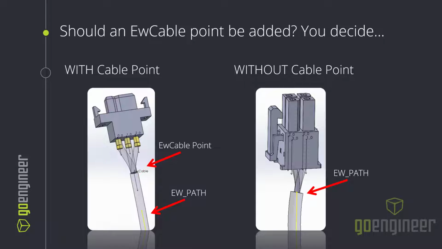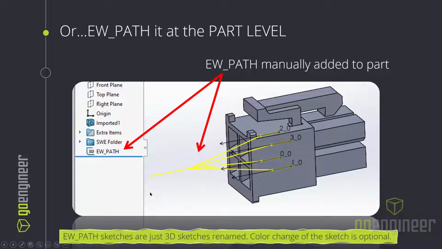Another thing that you can do, and I've got a slide for that as well, is you can create an EW path sketch at the part level. Again, if you're used to using Electrical 3D, you may not have realized that you can do this. There is no button for it, whereas when we do EW paths at the assembly level, there's a button that says make me a new path.